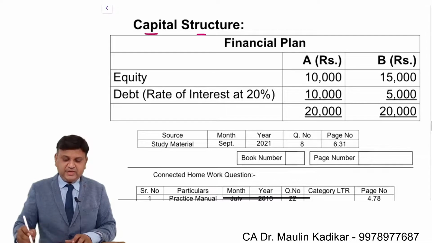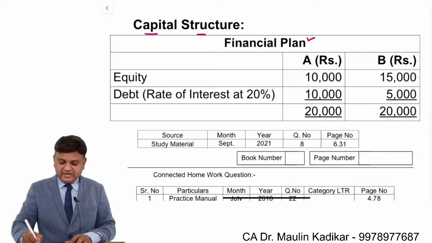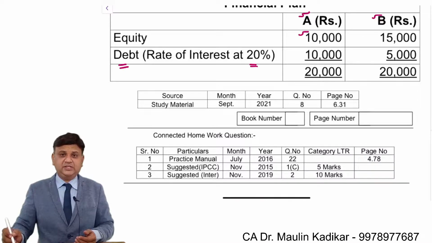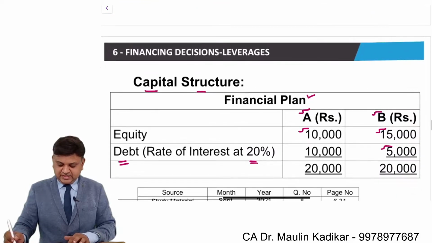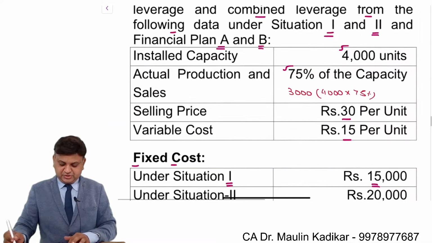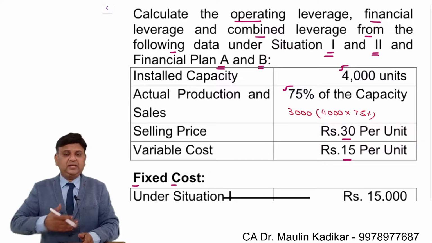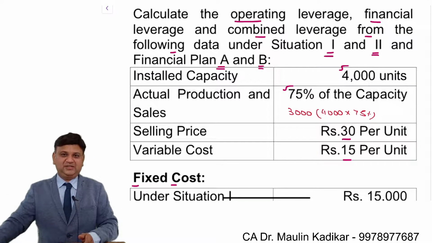Capital structure is provided to us for financial plan A and financial plan B. The amount of the equity and debt financing, for which the rate of interest is given. I request all of you to go through the question and then we'll discuss how to answer.